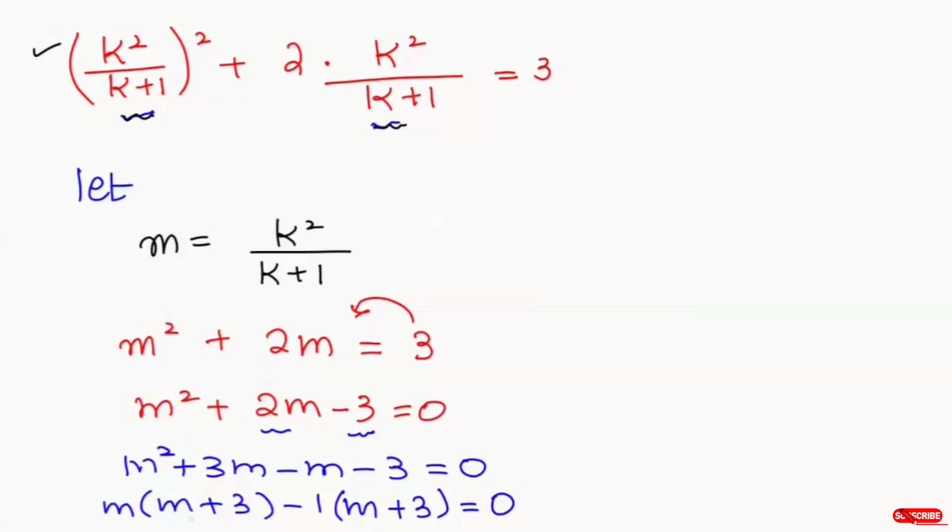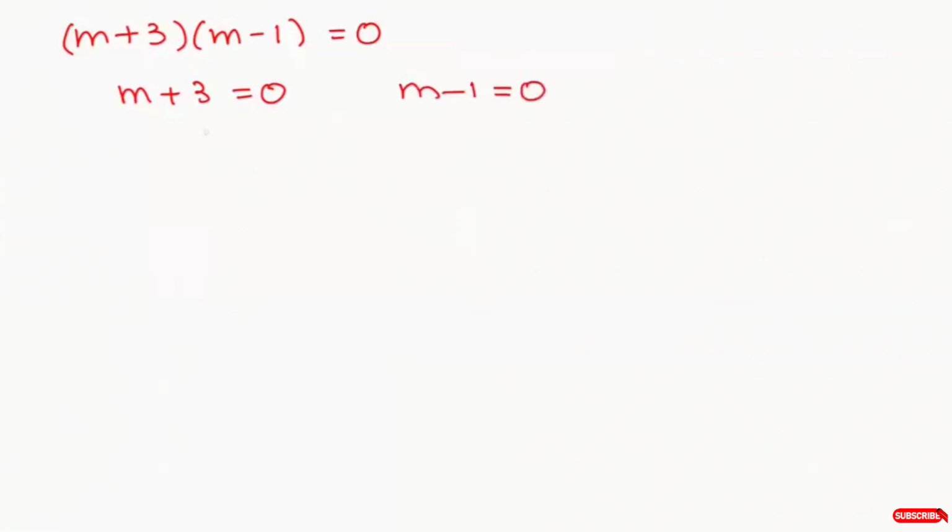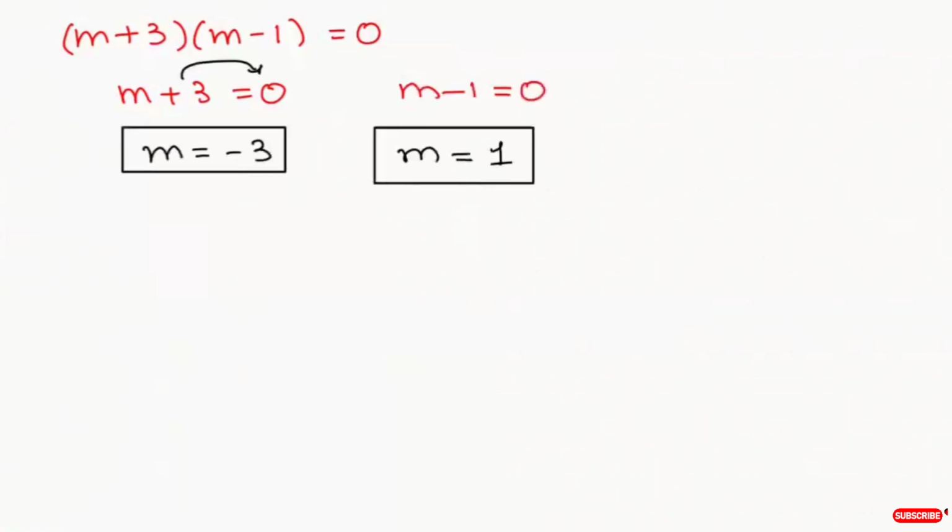Now next I am going to take the common factor of m plus 3. M plus 3 is taken common, so m minus 1 is remaining, equal to 0. So here we get two cases: m plus 3 is equal to 0, and m minus 1 is equal to 0. Here I'm going to take this to the right hand side. m is equal to negative 3, and m is equal to positive 1. So we get the two values of m, that is minus 3 and 1.